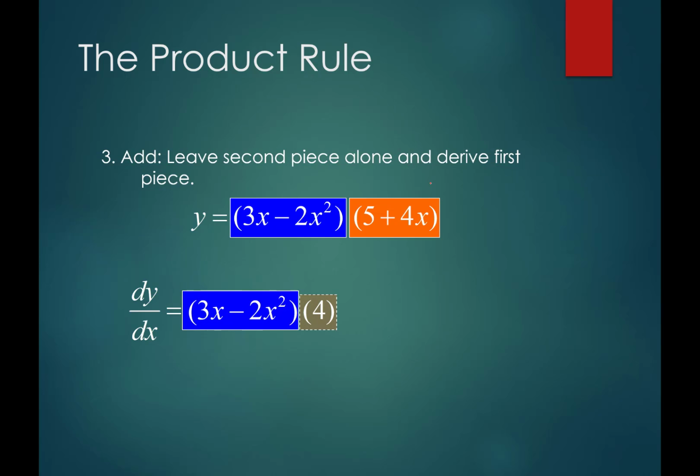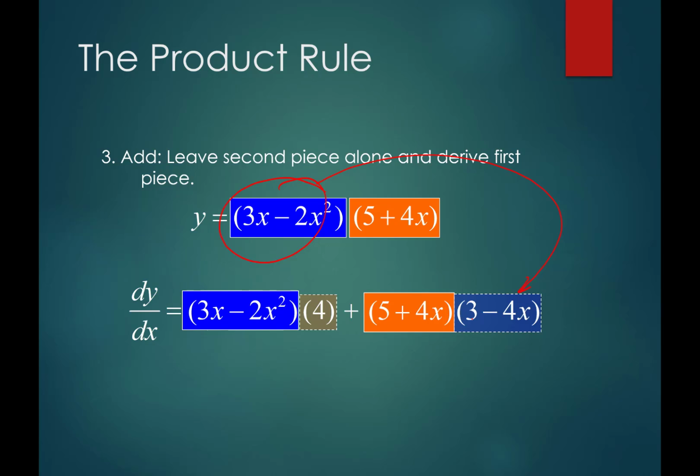Then what I simply would have, I put my plus, then I would write my last, which is 5 plus 4x. Then I differentiate my first. To differentiate 3x minus 2x squared, which is right here, so this is the derivative of that, I recognize that 3x, the derivative of that would be 3.